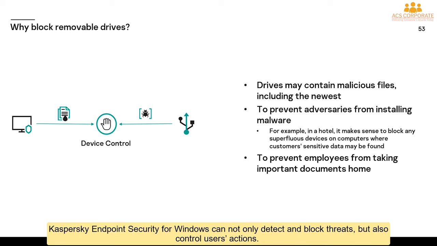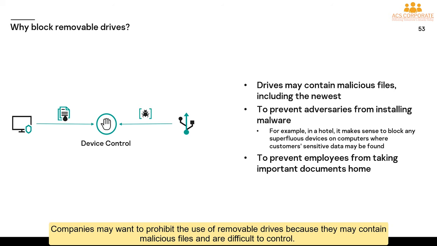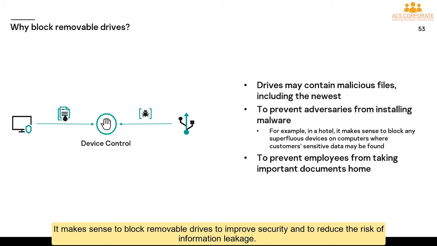Kaspersky Endpoint Security for Windows can not only detect and block threats, but also control users' actions. Kaspersky Endpoint Security for Windows can block attempts to connect various devices to the computer, such as removable drives, modems, printers, and so on. Companies may want to prohibit the use of removable drives because they may contain malicious files and are difficult to control. It makes sense to block removable drives to improve security and to reduce the risk of information leakage.